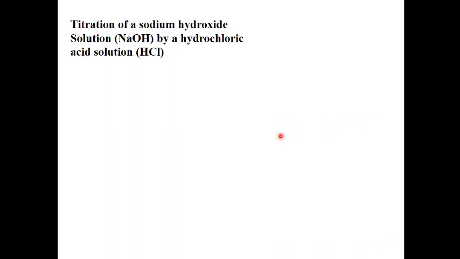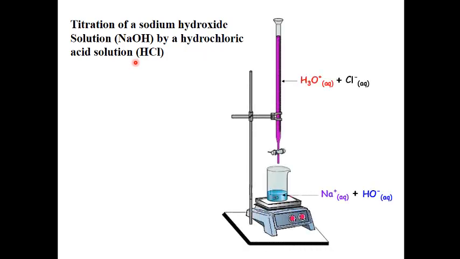For this reason, let's consider this example, the titration of a sodium hydroxide solution NaOH by a hydrochloric acid solution HCl. So definitely the HCl solution here will be in the burette, and when I say HCl, it means the species present will be H3O+ and Cl-, and in the beaker we have NaOH solution, it means Na+ ions and OH- ions.